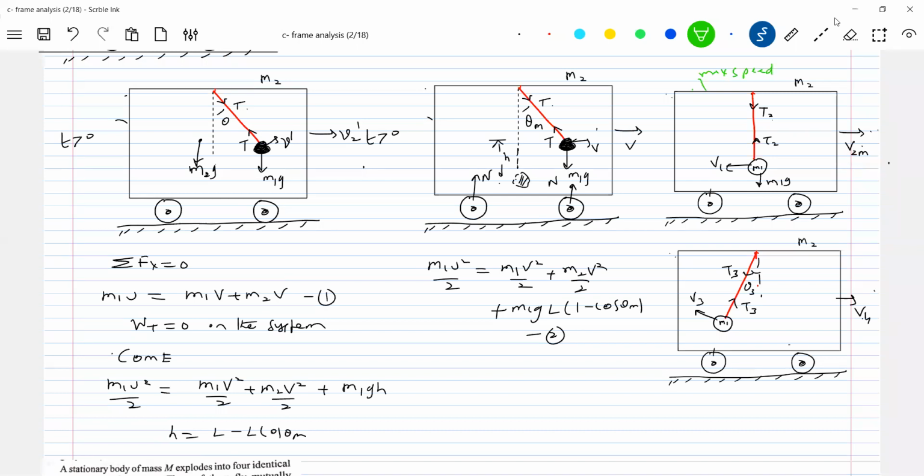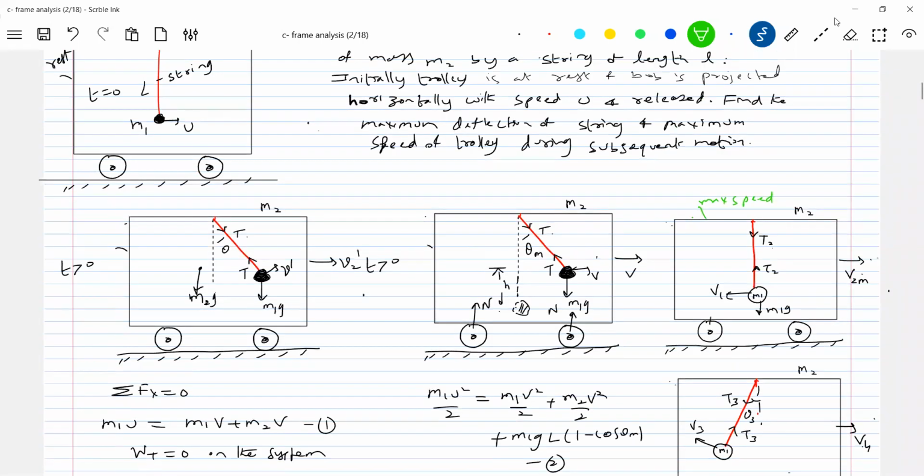This maximum speed has to be determined. And what is the conclusion? V4 is less than V2M, and V is less than V2M. So therefore the maximum speed of the trolley is V2M. How to determine that? You can apply between the second and third diagram. So we have all the sequences.